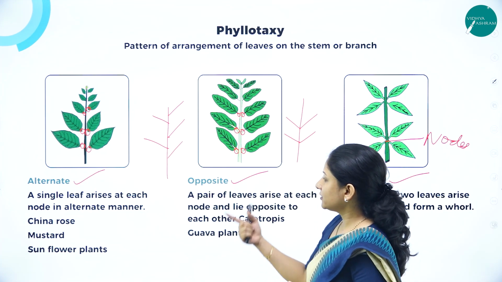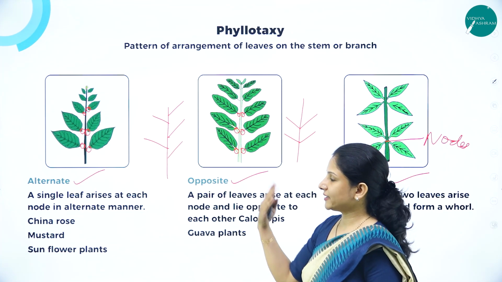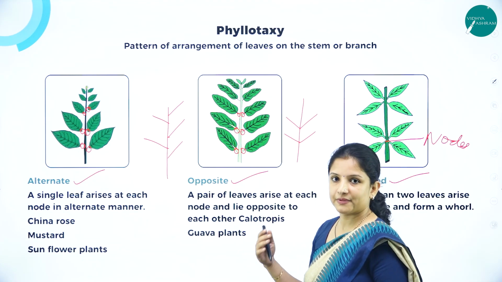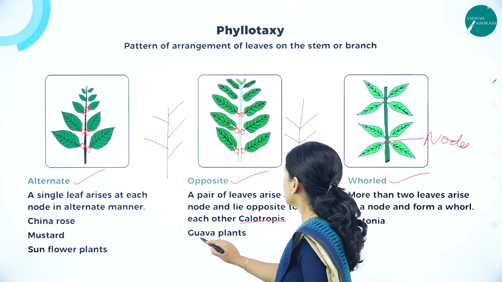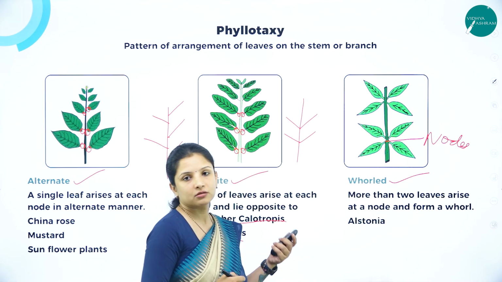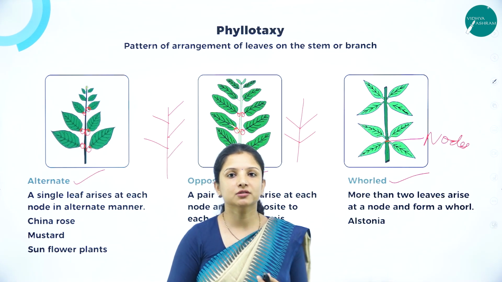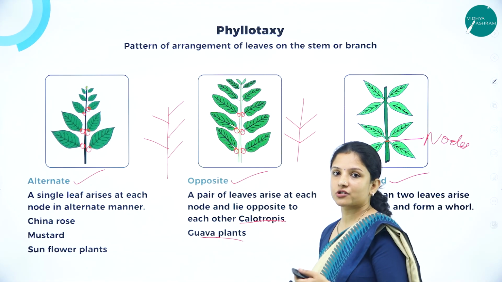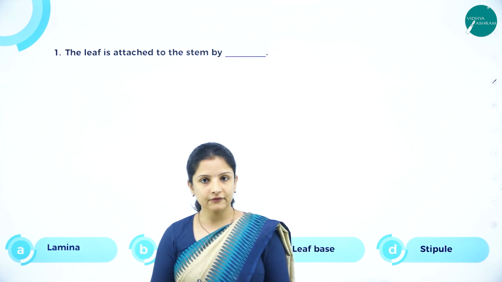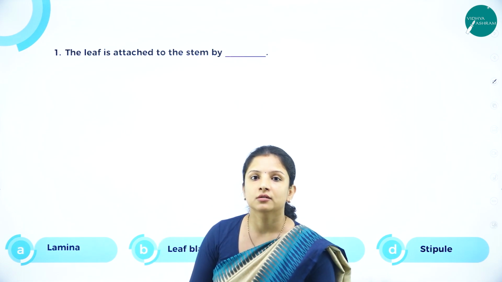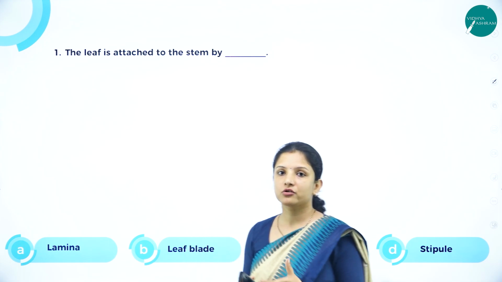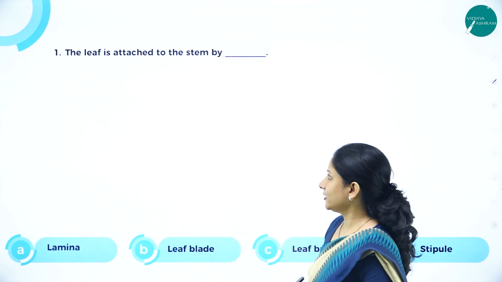Mustard, China rose and sunflower plants exhibit alternate phyllotaxy. Guava plants and calotropis exhibit opposite phyllotaxy and Alstonia exhibits whorled phyllotaxy. So, this is about the arrangement of leaves which is called phyllotaxy. Now we know about the leaf, its structure, the types of leaves, the arrangement of leaves and all that. So, we shall look into some of the MCQs under this particular topic.